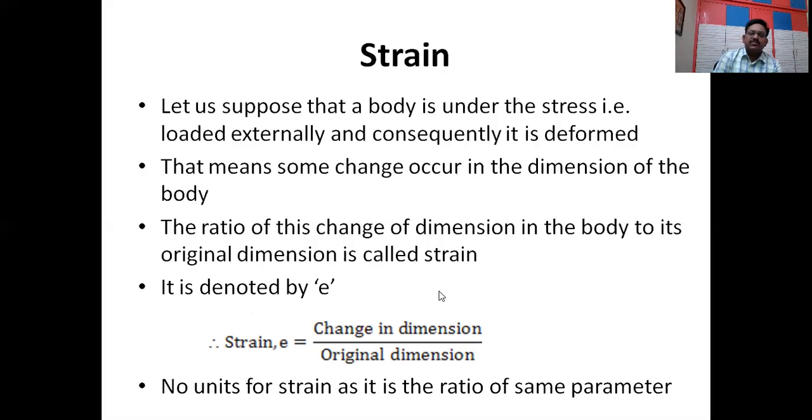So what are the units for strain? There won't be any units for strain because it is a ratio of the same parameter, dimension by dimension. For example, if you take length, change in length by original length, length by length means there won't be any units. So strain will have no units. Simply, strain is the ratio of change in dimension to its original dimension when the body is subjected to some stress.